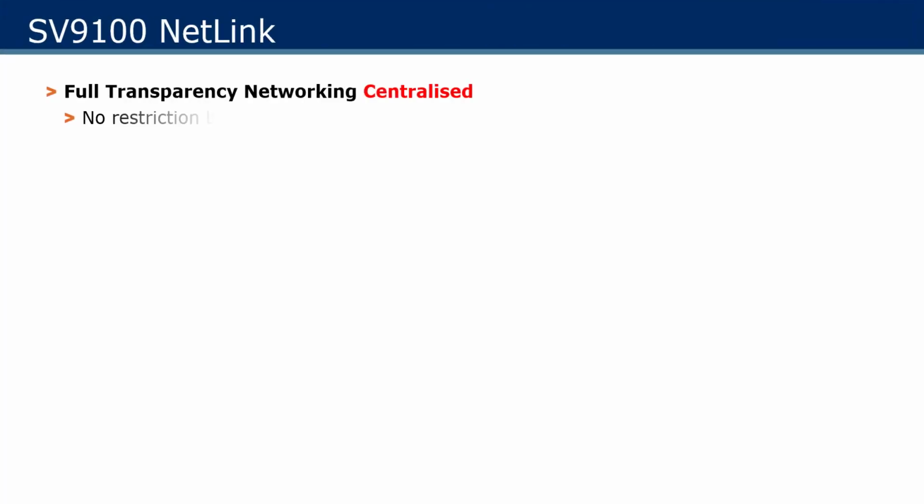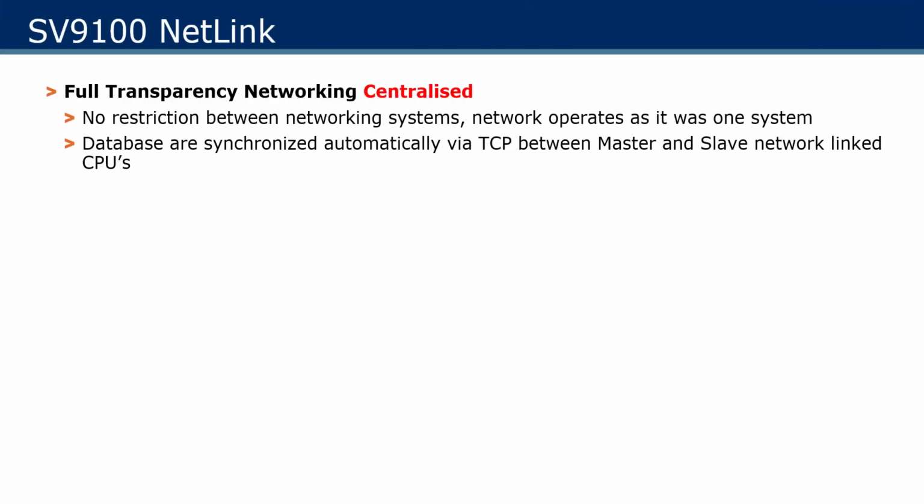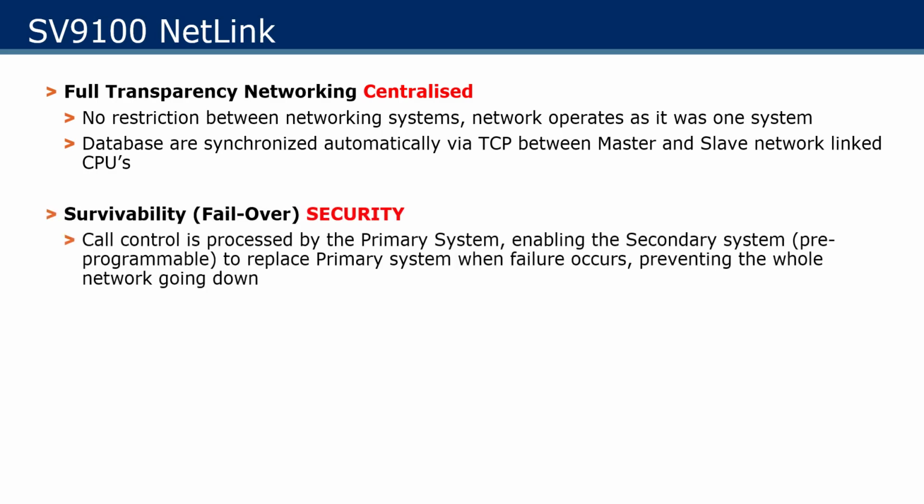So what Netlink will give you is full transparency across the whole of the estate, providing it's not more than 896 extensions and 50 remote sites. The databases are mirrored from the master to the secondary and so on. It's obviously a fantastic solution for a failover DR type situation.